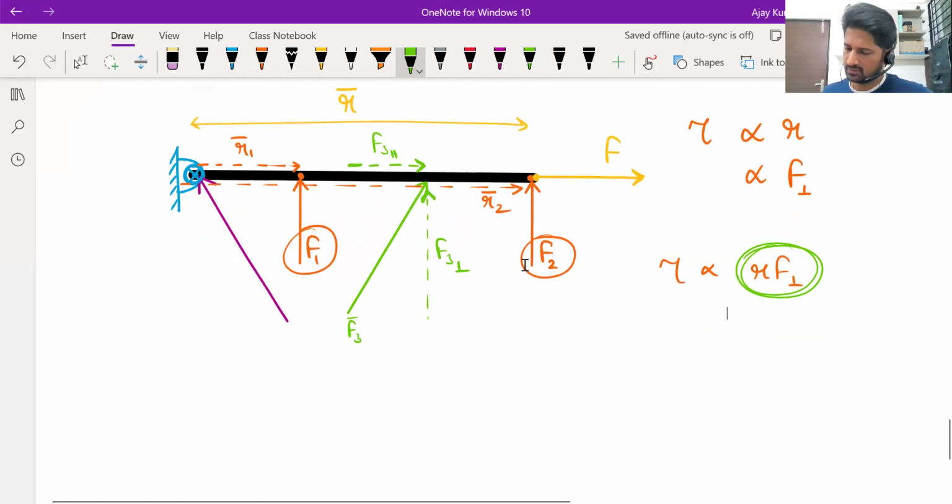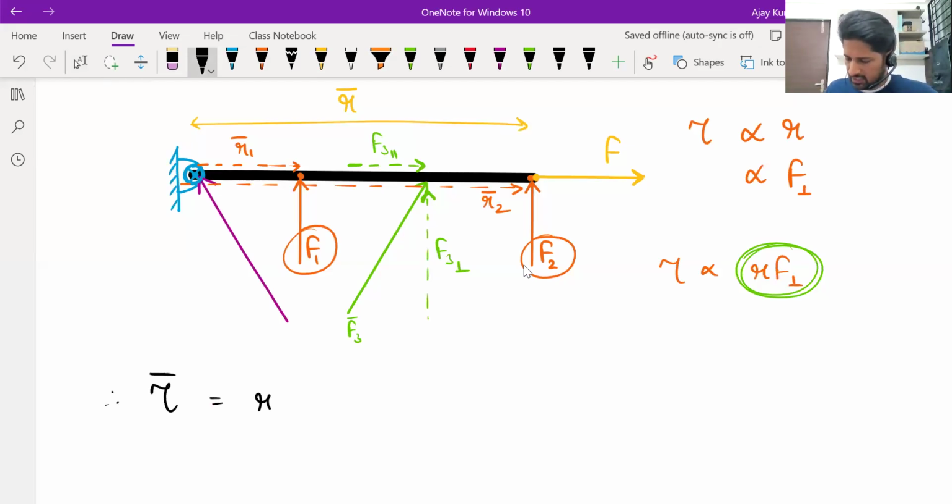Therefore, torque produced by a force can be expressed as R cross F. Now there's another possibility also, F cross R. In both cases, the magnitude is R multiplied with F perpendicular, right? Now, which cross product to take? Let's see.